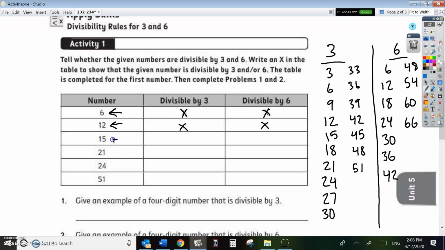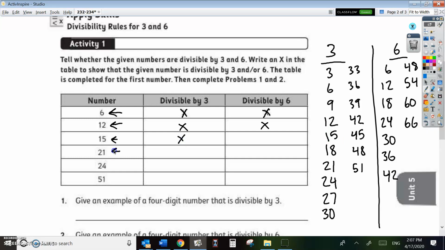Okay, now look for 15. Is 15 a multiple of 3? Yes, it is. Is 15 a multiple of 6? No, it is not. So, 15 is divisible by 3, but it is not divisible by 6. Let's check 21. So 15 is divisible by 3.